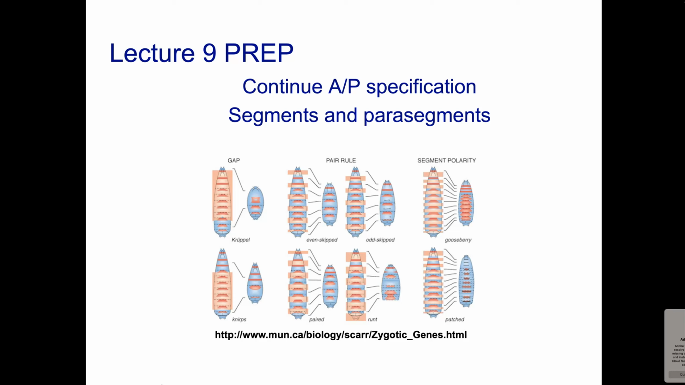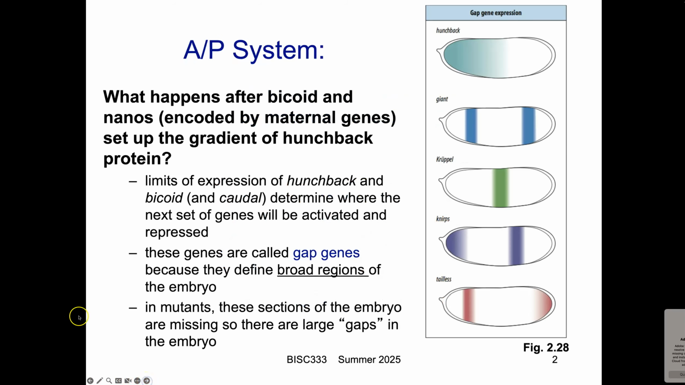bicoid, you had this anterior posterior gradient of hunchback protein in the anterior and caudal in the posterior, which we don't really spend much time on, but it's also there. And then we're going to look at the next step. So what happens after that hunchback gradient is generated. Okay, so this is where we left it.